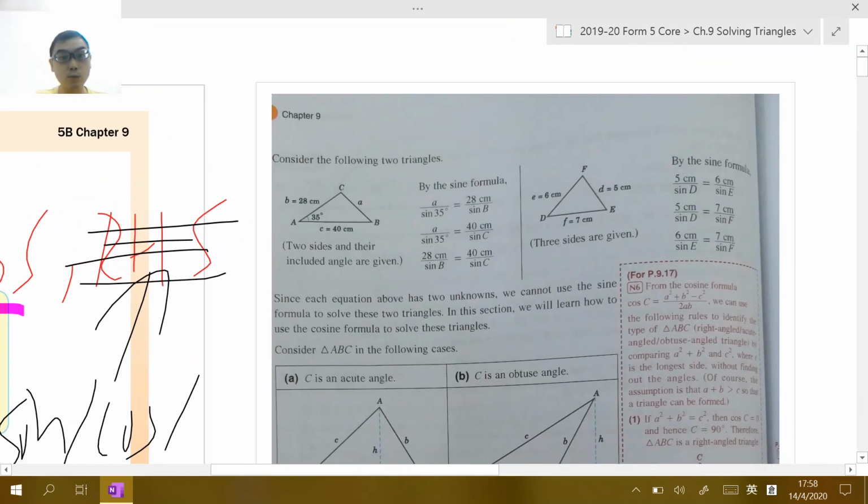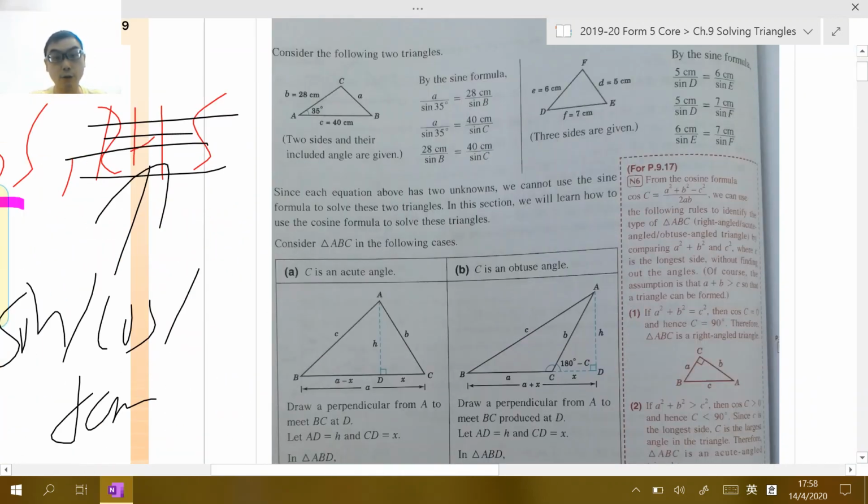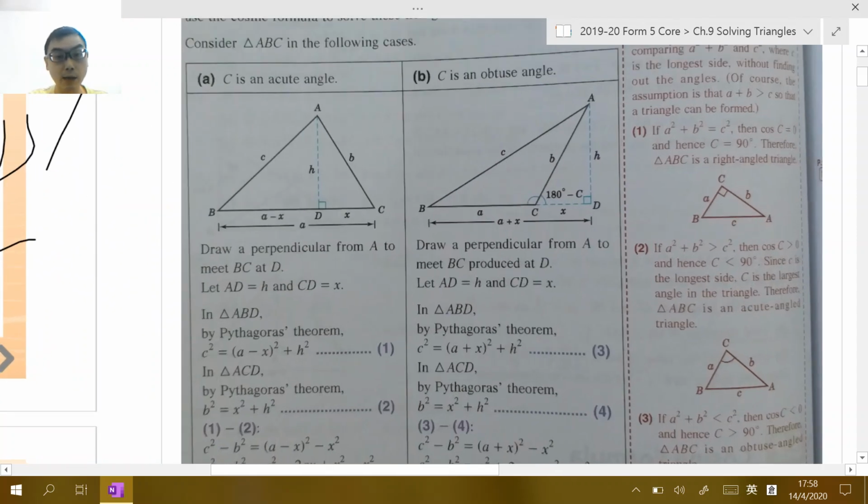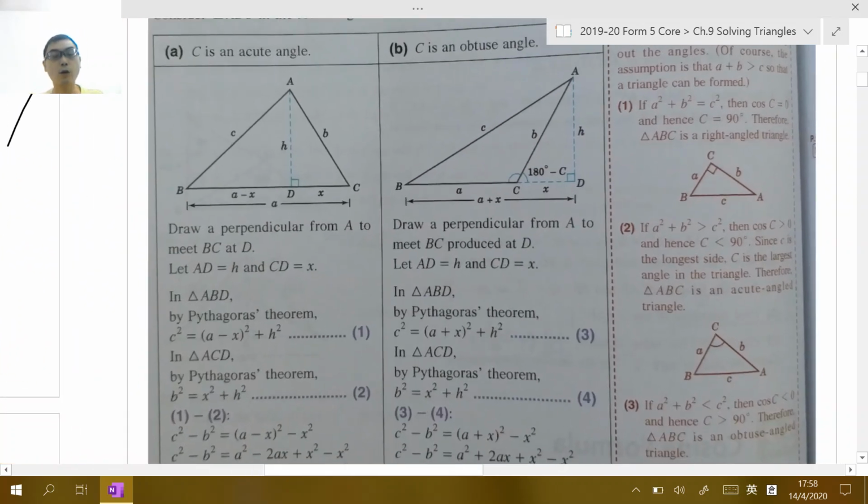I can't remember which page it is, but you can just turn over the book to about chapter 9.2, where the detailed proof is shown, and it is correct, in the book, to show how the cosine formula works for a triangle. Actually, it divides into two cases: acute angle triangle and obtuse angle triangle.